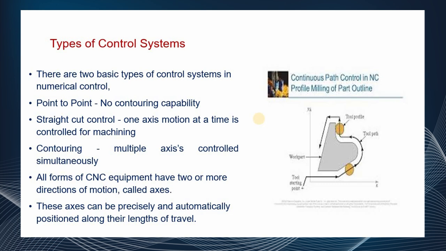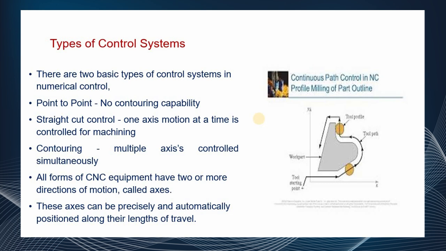There are typical types of control systems. There are 2 types of control system in numerical control. Point-to-point control, so there is no contouring capability. Straight cut control, where one axis motion at a time is controlled for machining. Contouring is multiple axis control simultaneously.